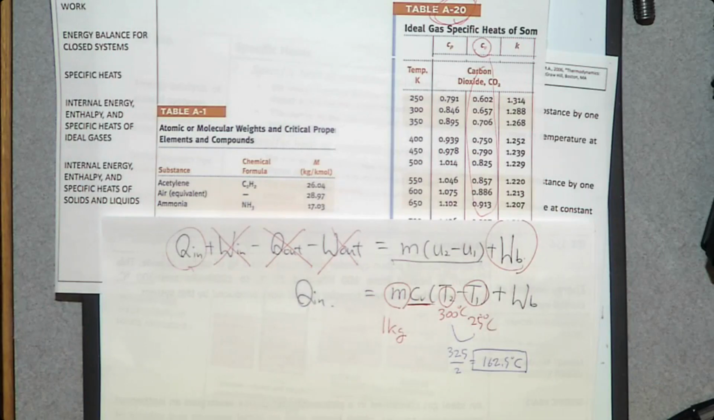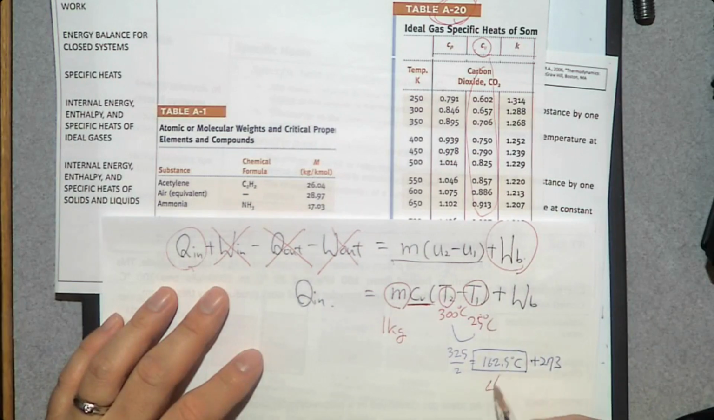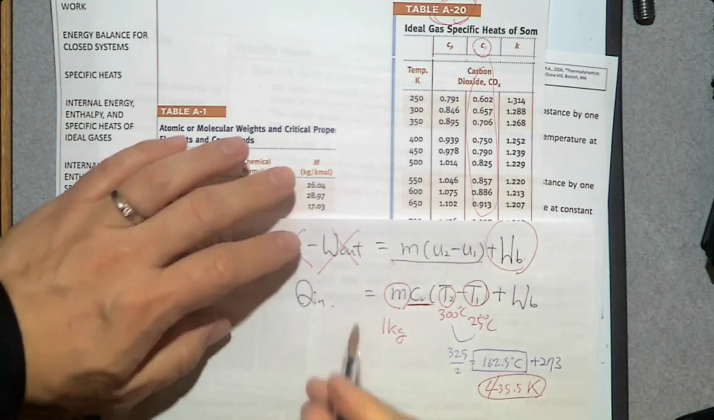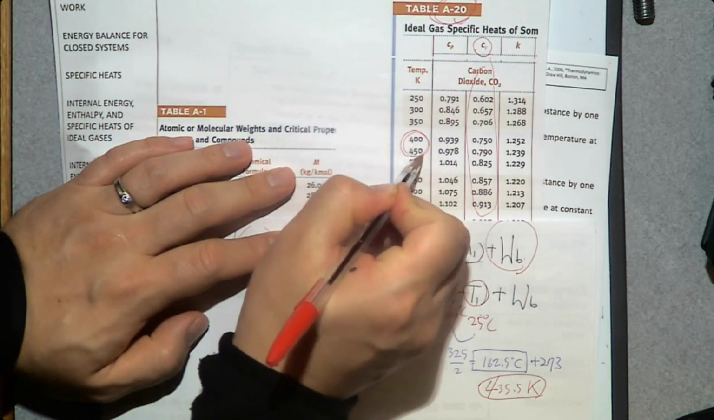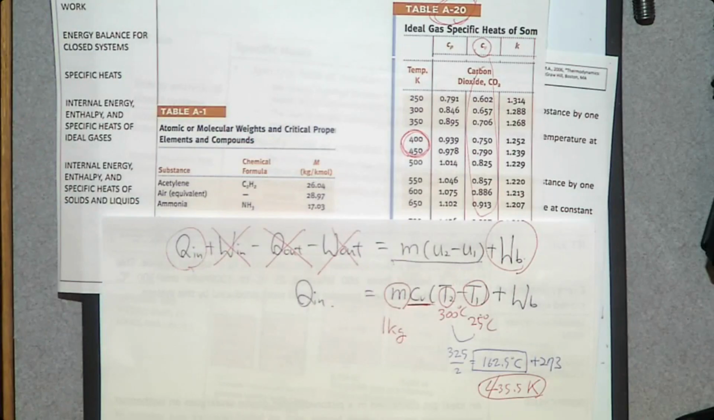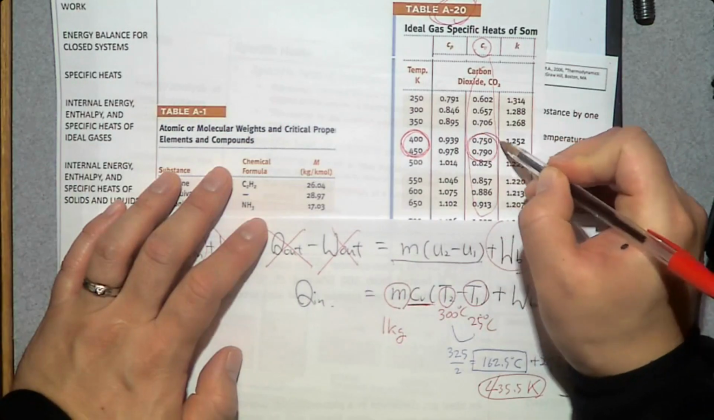So where is 162? Less than 250? No. The unit of this temperature is Kelvin, and the unit of this temperature is degree Celsius. So we are going to add 273. So what is the temperature? 435.5 Kelvin. So where is it? Between these two. So when a value is between these two numbers, what do you do? So the specific heat CV is going to be between these two numbers.